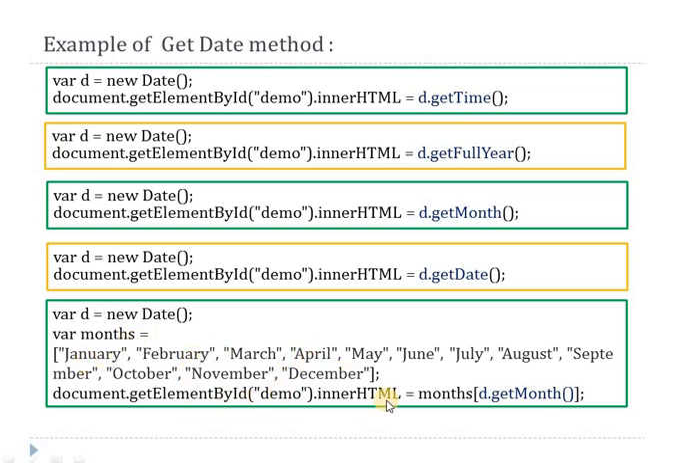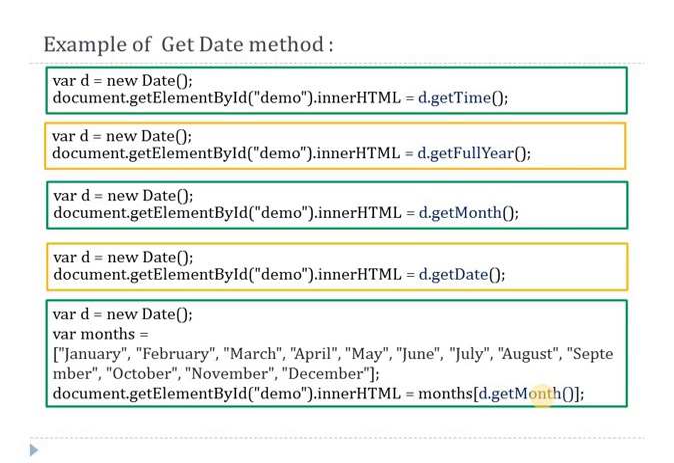Now in this last statement, we have assigned the value of this months array. As an index, we have passed the d.getMonth method as a parameter. Now, remember my point that this get method returns an integer value from 0 to 11.